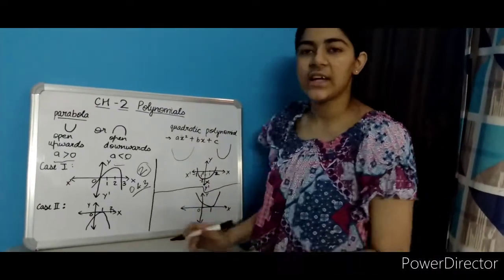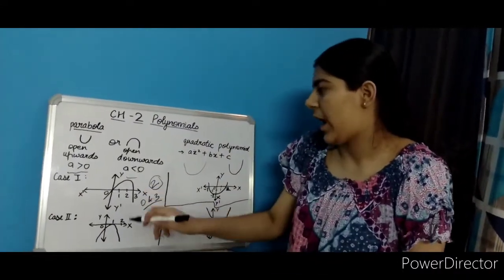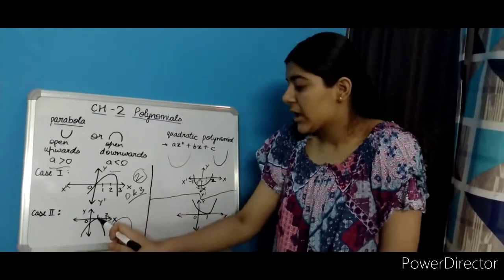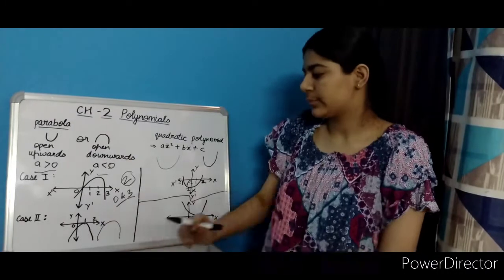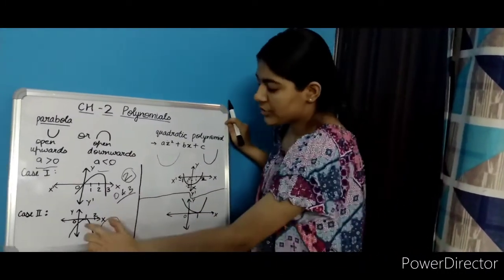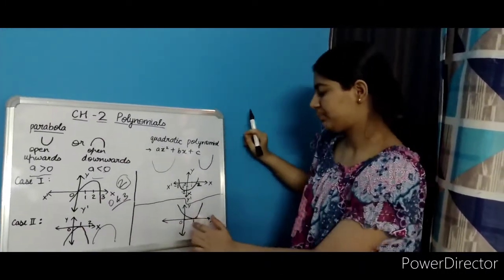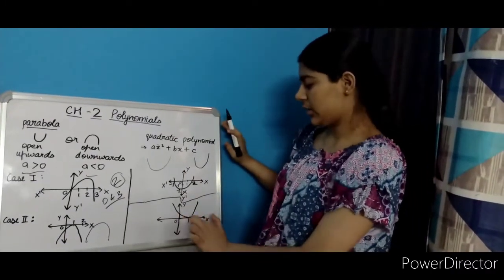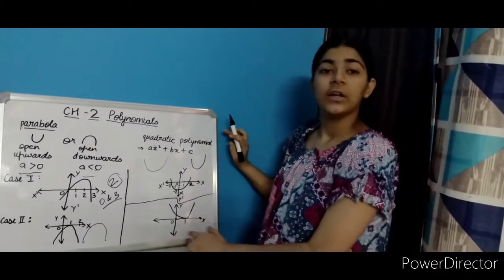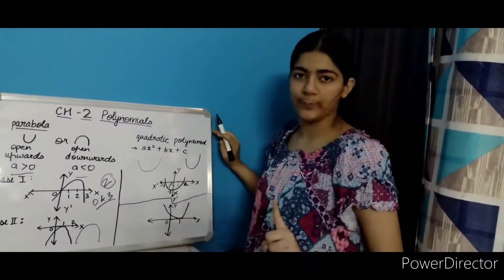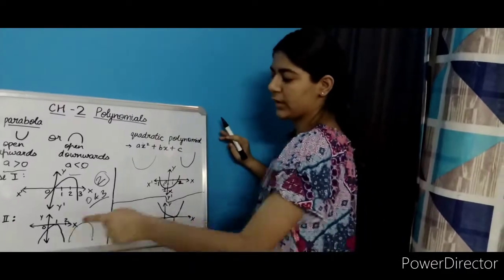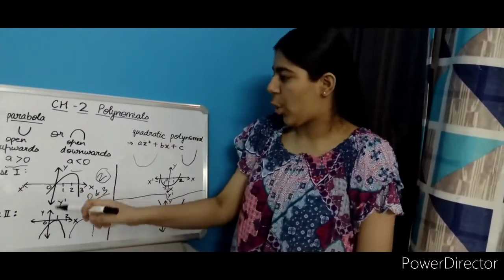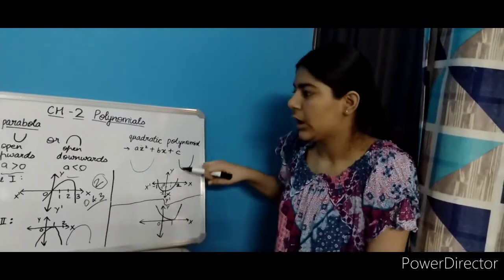Okay, now let's see case 2. Here you can see the parabola is opening downwards. Here the number of zeros is only 1. Okay, there is only one zero, which is 1. And here the zero is also 1. Either way, the graph is intersecting the x-axis at only 1 point, and the zero is also 1. Here also 1. Here you can see that the parabola is opening downwards and here opening upwards.